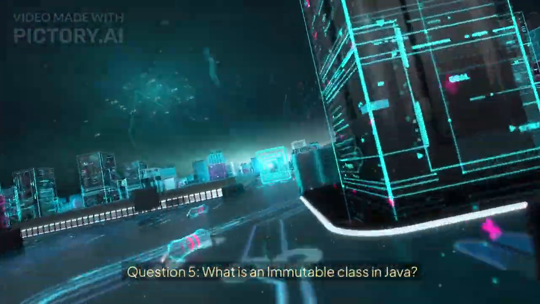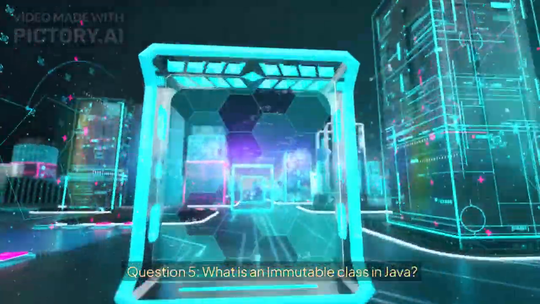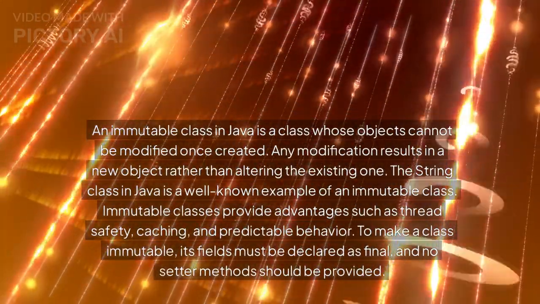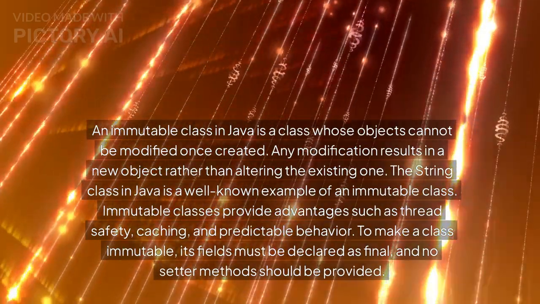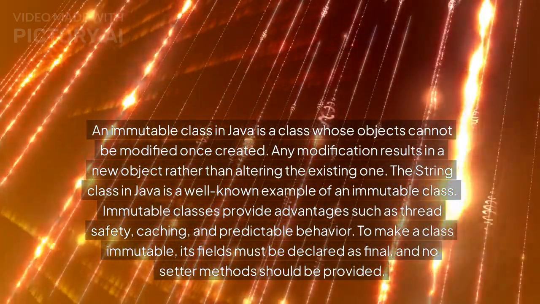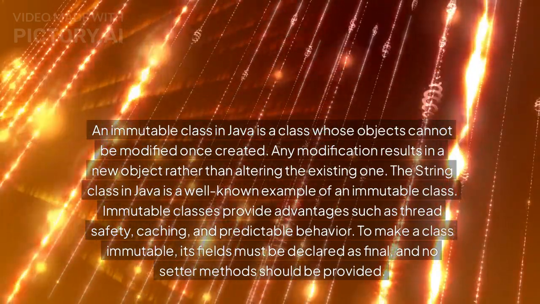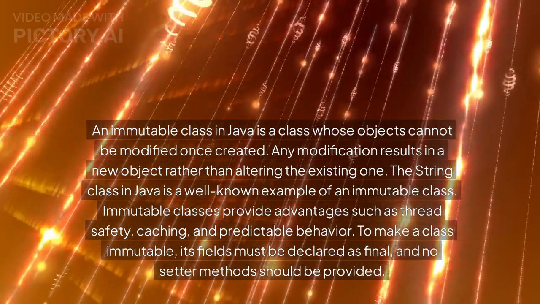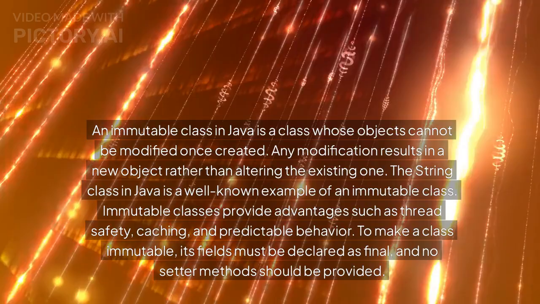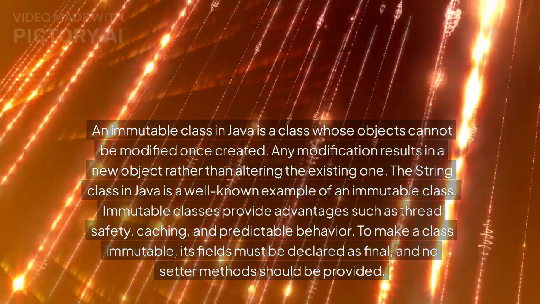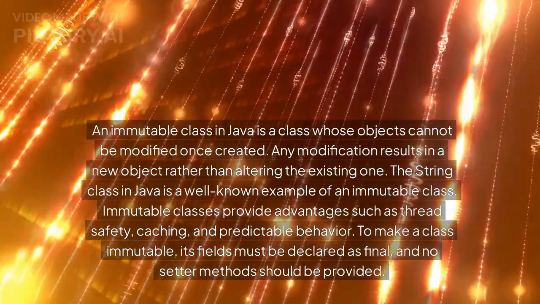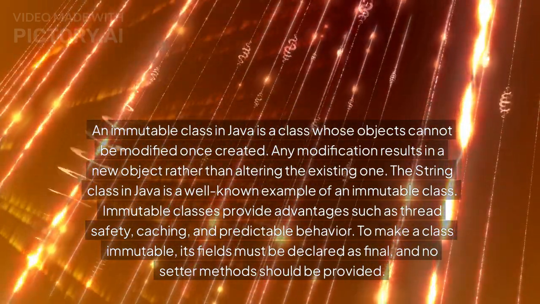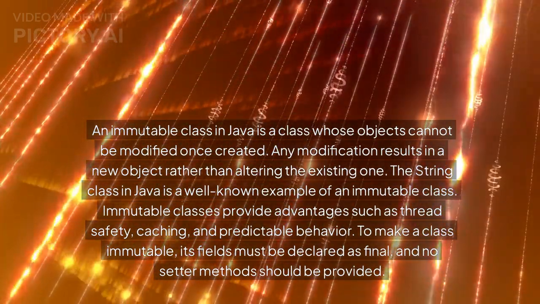Question 5. What is an immutable class in Java? An immutable class in Java is a class whose objects cannot be modified once created. Any modification results in a new object rather than altering the existing one. The String class in Java is a well-known example of an immutable class. Immutable classes provide advantages such as thread safety, caching, and predictable behavior. To make a class immutable, its fields must be declared as final, and no setter methods should be provided.